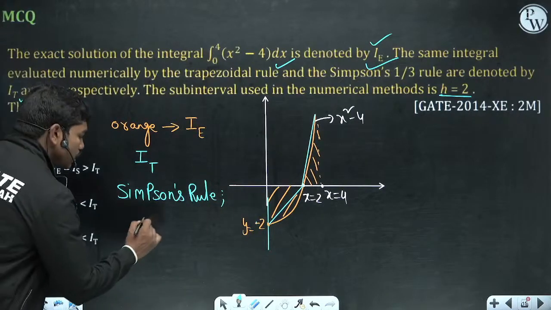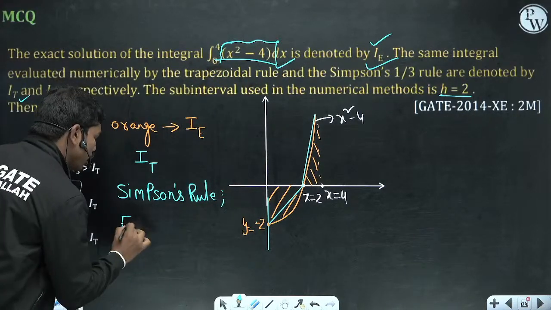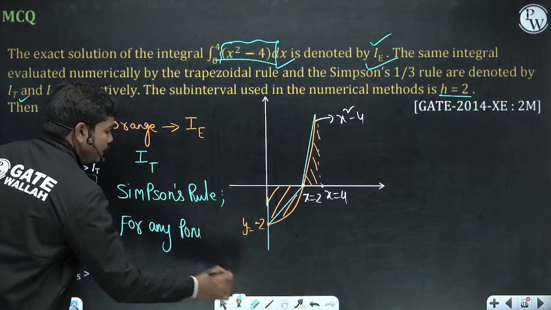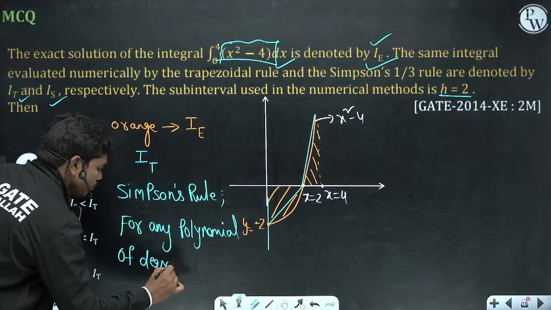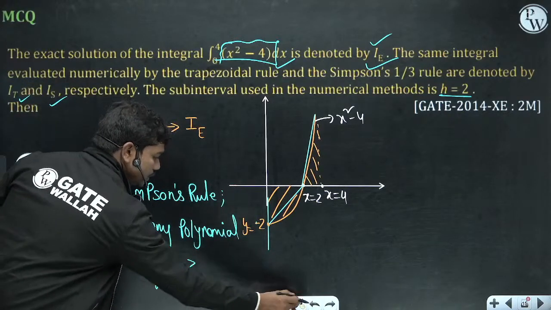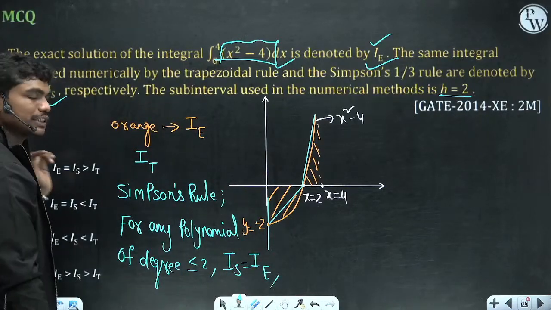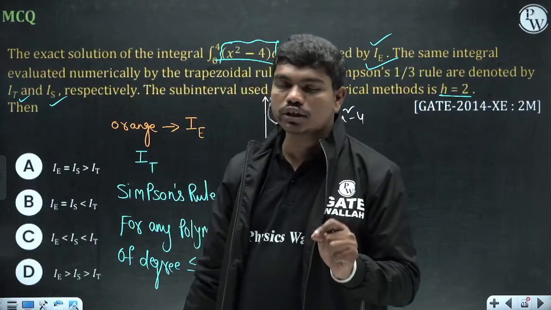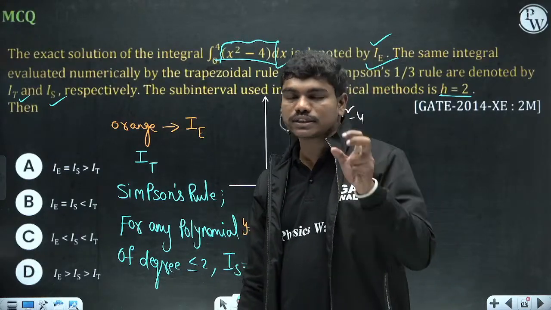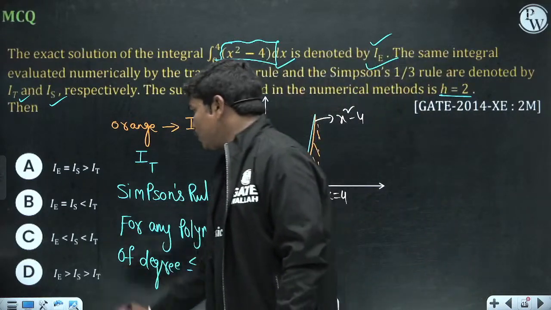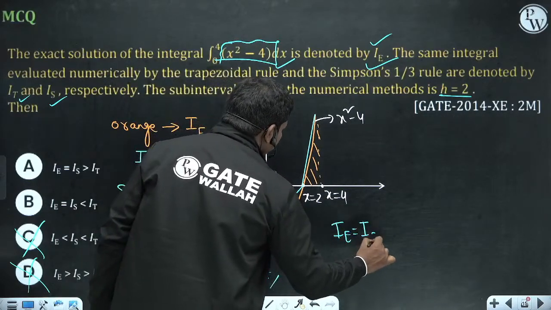So what happens in Simpson's rule? Since this is a quadratic function, as I told you many times, for any polynomial of degree less than or equal to 2, Simpson's rule and the exact value will be the same, correct? In the case of quadratic, linear or constant functions, Simpson's rule gives exactly the actual result. So first of all, one thing is clear: IE and IS will be the same.